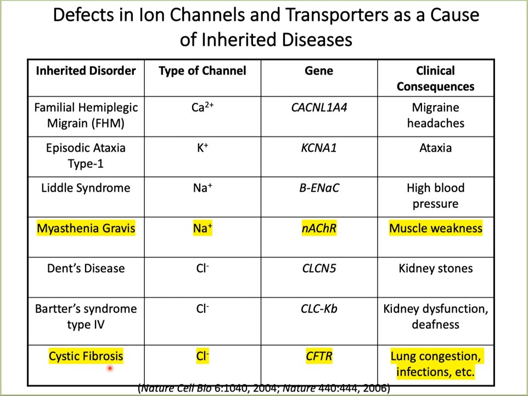The inherited disease you may be most familiar with is cystic fibrosis. The pathology of cystic fibrosis results from a mutation in a gene known as CFTR, cystic fibrosis transmembrane conductance regulator, that encodes a chloride transporter, and the chloride transporter is a member of the ABC superfamily. So let's look at how a mutation in this channel actually contributes to cystic fibrosis.